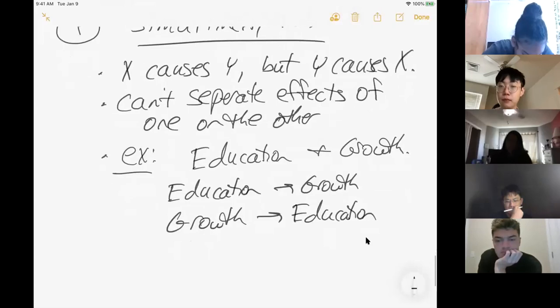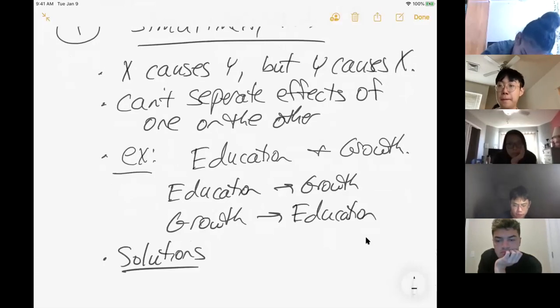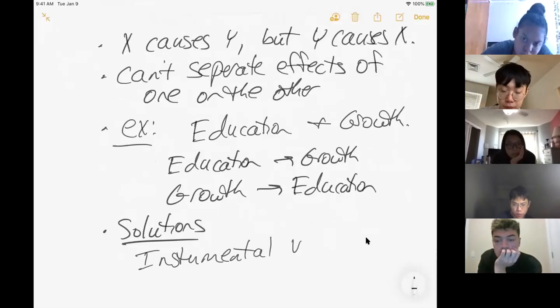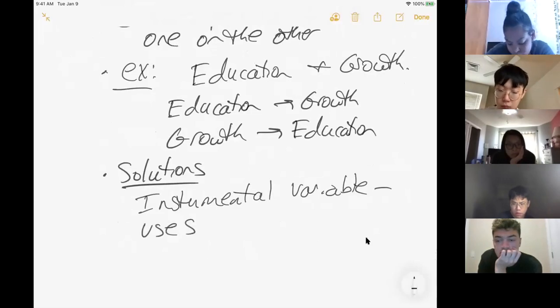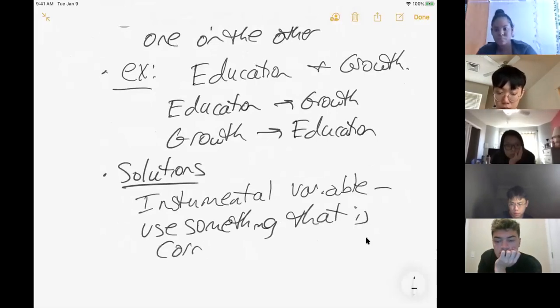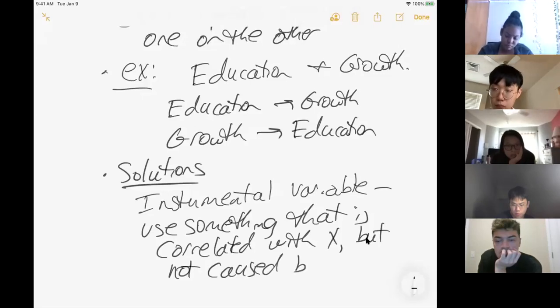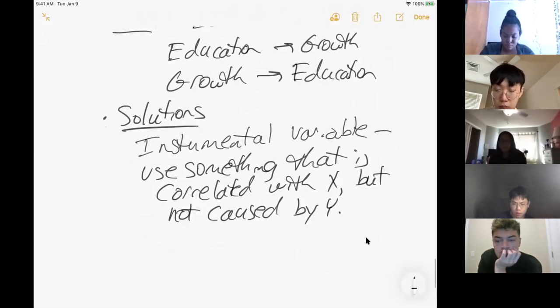So what do we do? Well, there are solutions. In fact, one of the solutions we're going to talk about next week is what's called an instrumental variable. An instrumental variable is when you use something that is correlated with X, but not caused by Y.